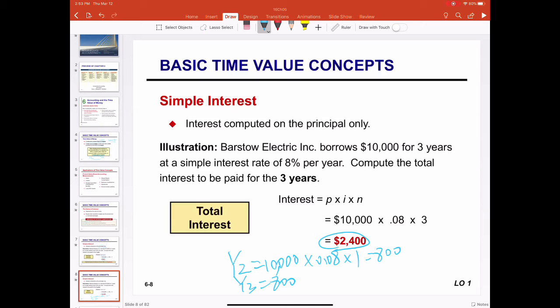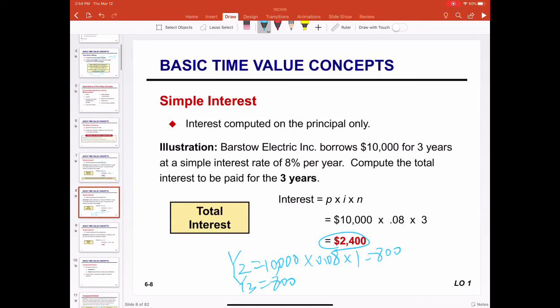So with simple interest, the interest earned will not be reinvested to generate interest. Only the original principal generates interest.